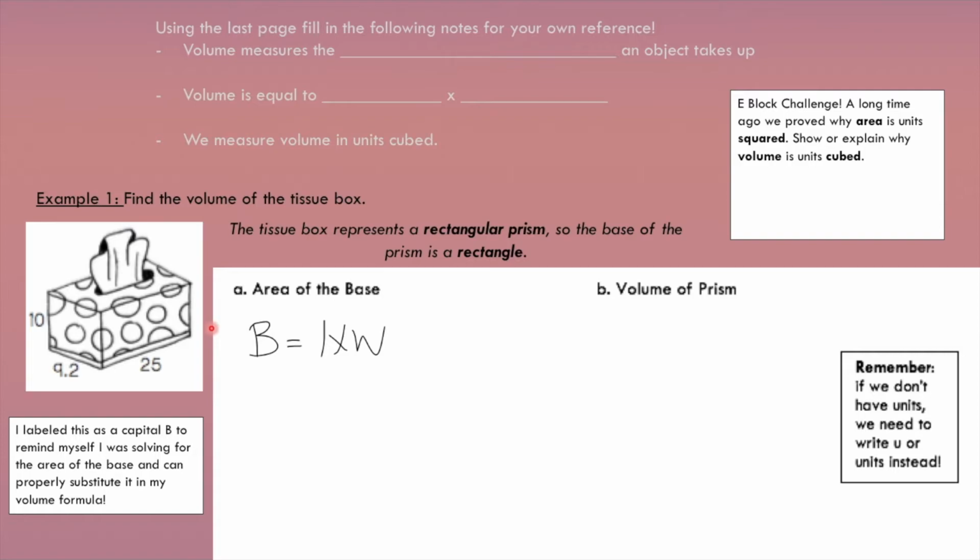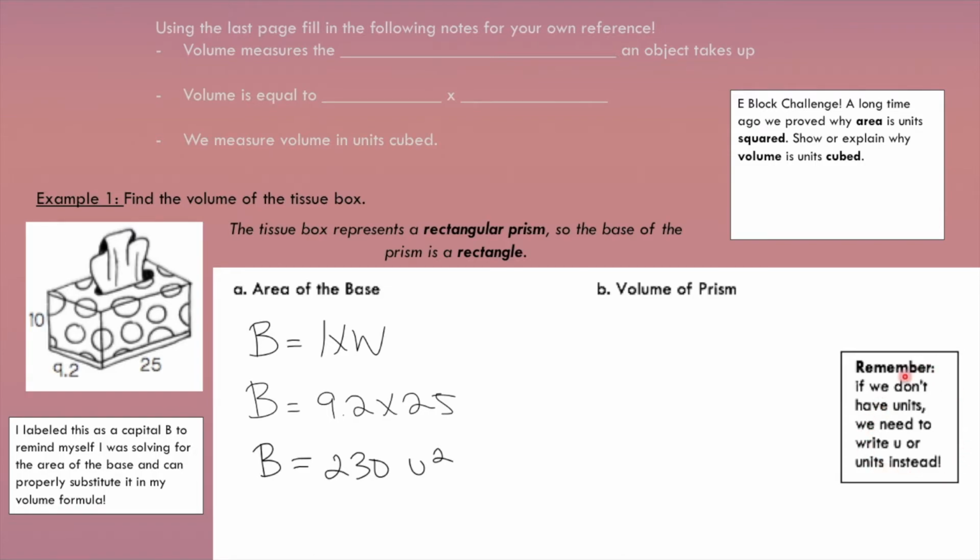So the first thing I'm going to do is I have capital B equals length times width. I substitute in 9.2 times 25, the length and the width of this base, and then my base is equal to 230 units squared. This is just area, so my units are squared. Remember, when we don't have units, we need to write U or units instead.